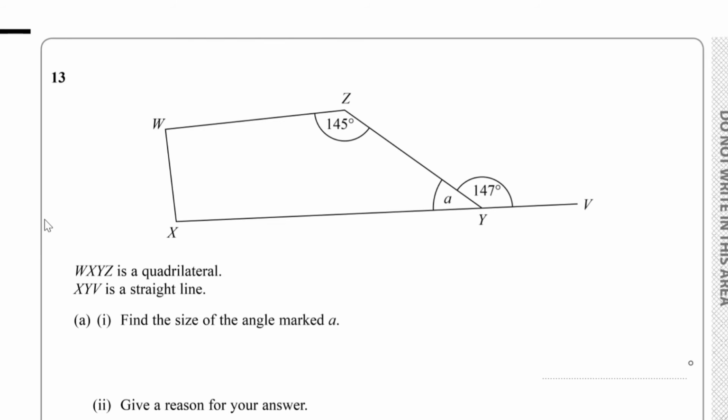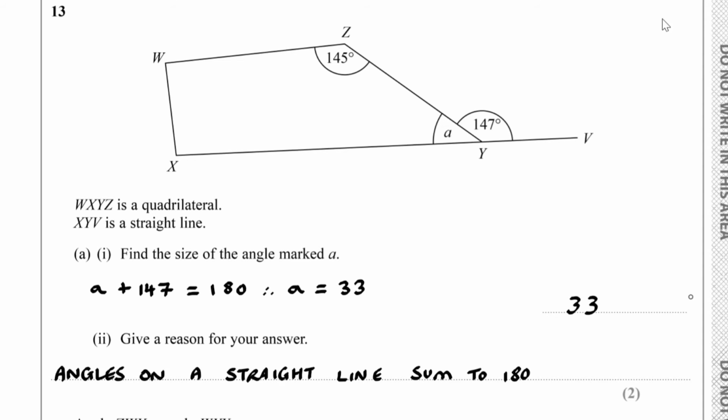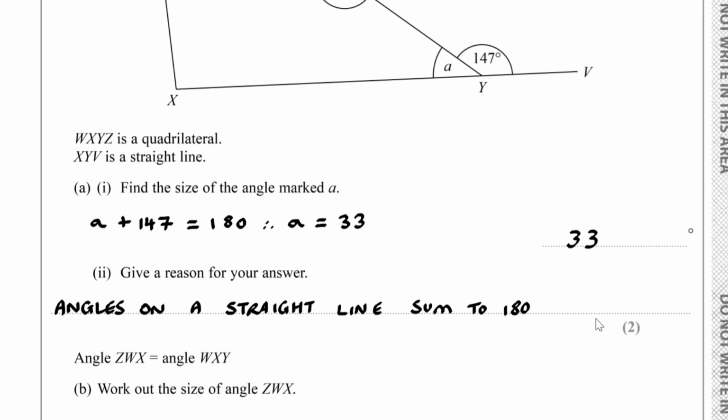Question number 13. WXYZ is a quadrilateral. XYV is a straight line. For part A, for the first part, we have to find the angle marked A. Well, for this, we'll notice we've got a straight line, and angles on a straight line add up to 180. So we've got A plus 147 equals 180, which means A is equal to 33. And the reason that we did this calculation, angles on a straight line sum to 180.